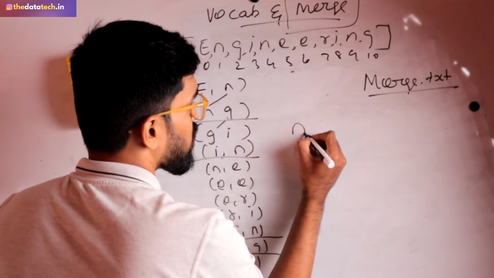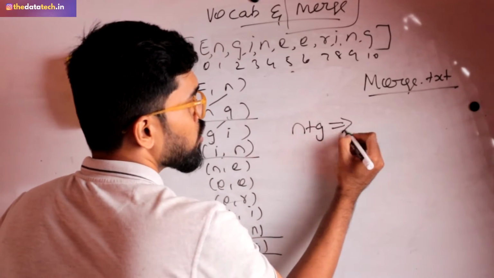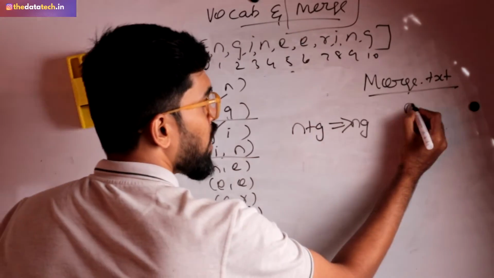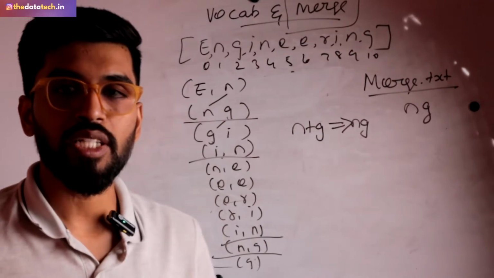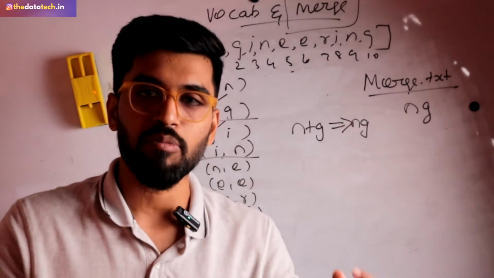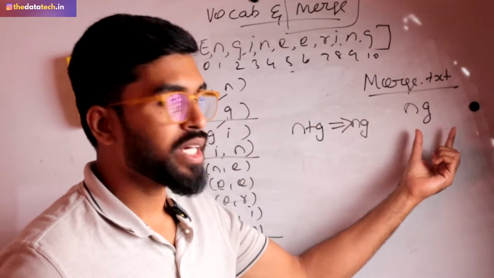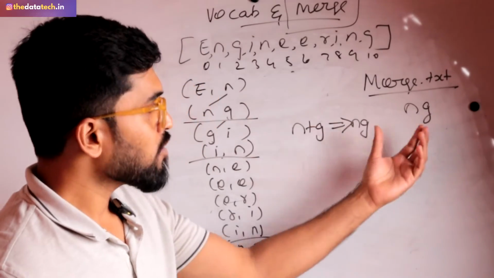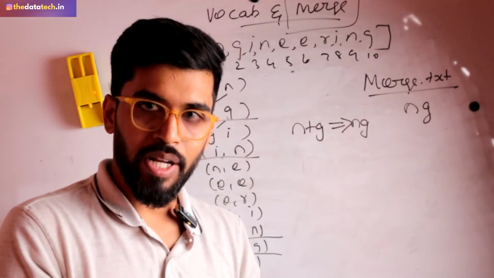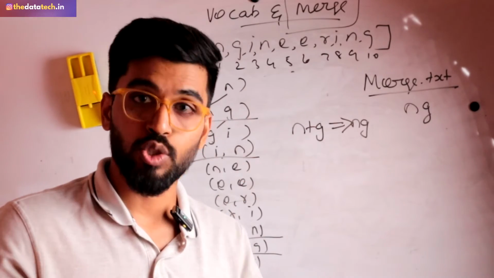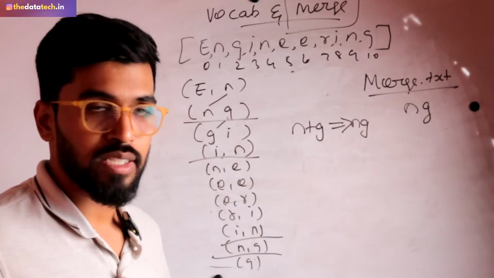So the first matching pair is NG. So it will merge this N plus G, NG, and the merge file will have NG. That means the merge file will have all the frequent merged pattern characters as a word or a subword in the merge file. Okay, and after this merge file is completely populated, it goes to vocab.json where the IDs will be assigned. I'll show you everything. So it will be very interesting, guys.